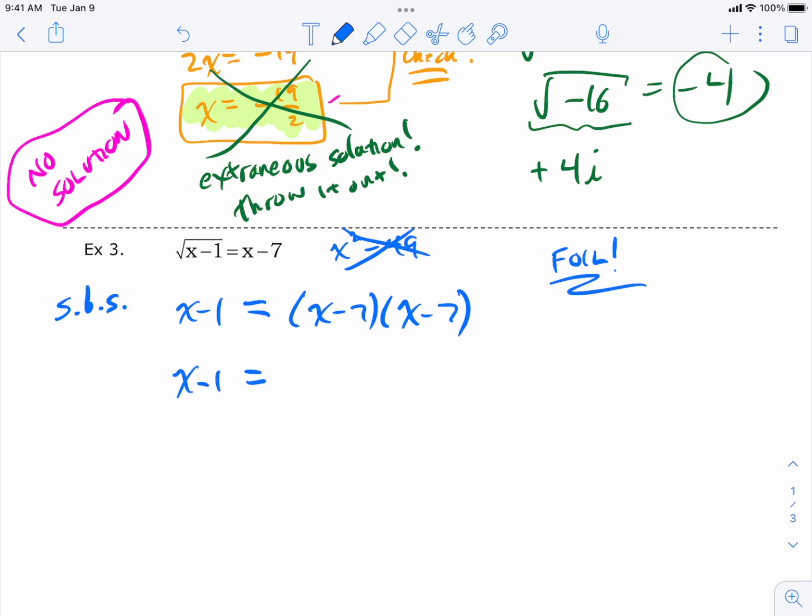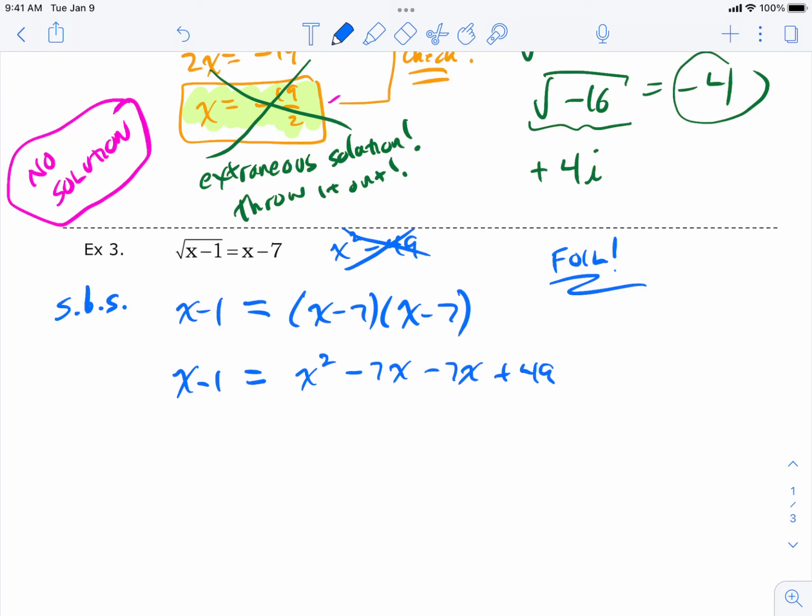So I got an x minus 1. Start FOILing. X squared minus 7x, minus 7x again. You see why FOILing is so important here. And then plus 49. Okay, cool. Let's get rid of that garbage. So, looks like we got a quadratic equation shaping up, right? Because I see x squared. This is going to be a quadratic equation.